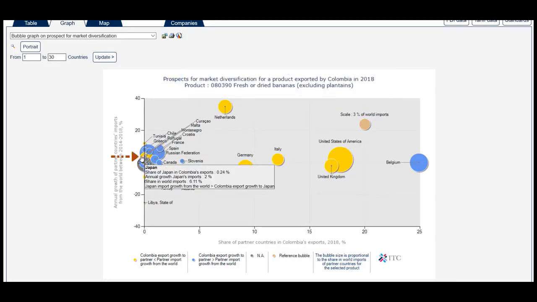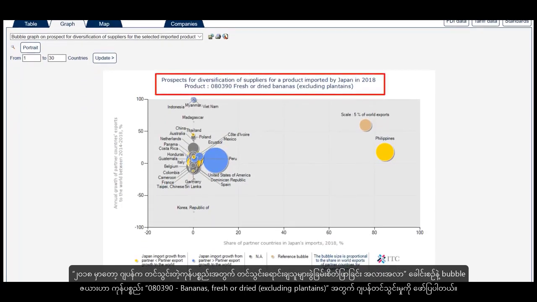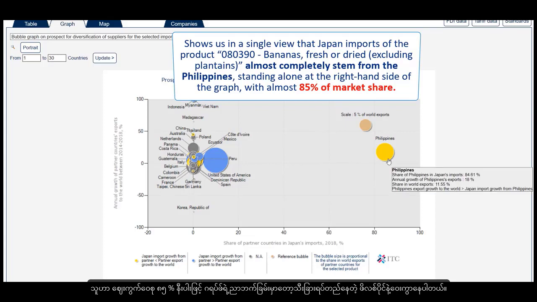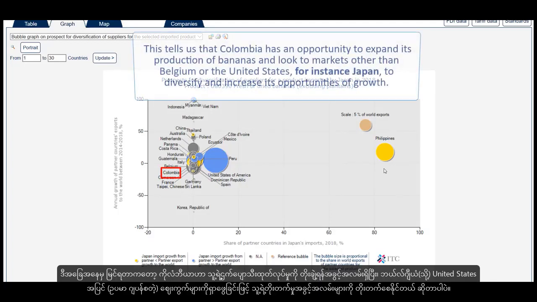Please click on Japan's bubble. The bubble graph, which is entitled Prospects for Diversification of Suppliers for a Product Imported by Japan in 2018, shows us in a single view that Japan imports of the product 080390, bananas, fresh or dried, excluding plantains, almost completely stem from the Philippines, standing alone at the right-hand side of the graph, with almost 85% of market share. At the other side, Colombia is positioned among the other world suppliers with almost no market share. This tells us that Colombia has an opportunity to expand its production of bananas and look to markets other than Belgium or the United States, for instance Japan, to diversify and increase its opportunities of growth.